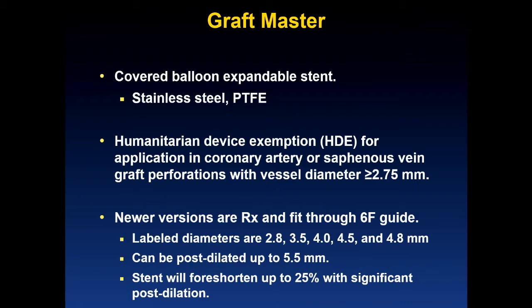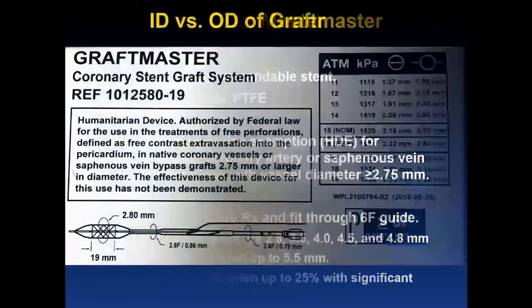The labeled diameters on the Graft Masters are 2.8, 3.5, 4.0, 4.5, and 4.8, and they can be post-dilated, my understanding, any of these up to 5.5 millimeters. However, the stent will foreshorten with post-dilation up to 25% if you're post-dilating it significantly above its reference diameter.